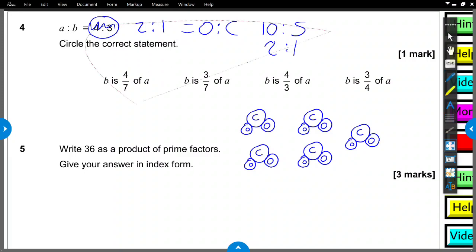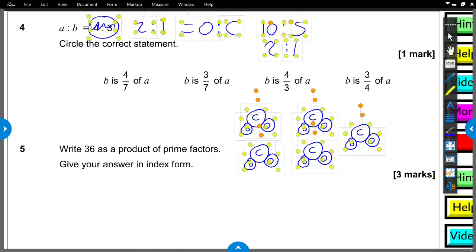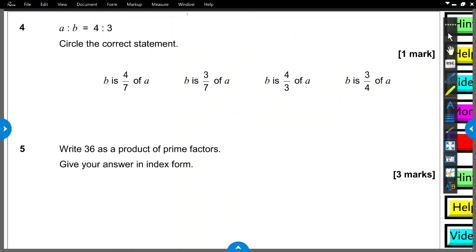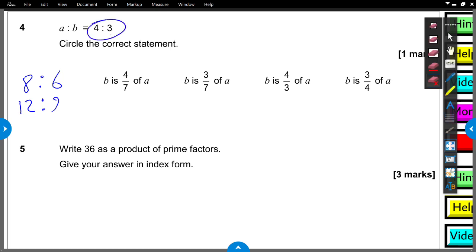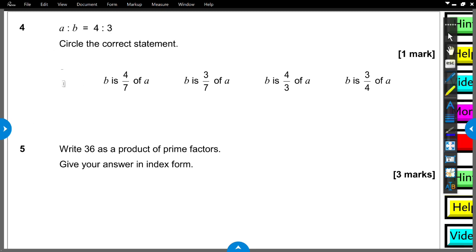Going back to this example up here where we have 4 to 3, A and B could be anything. A could be 8. If A is 8, though, then B must be 6. If A was 12, then that would make B 9. So A and B, as long as it simplifies down to this ratio, then we're happy, as long as it keeps those proportions. Let's go through each of these and see which is true.